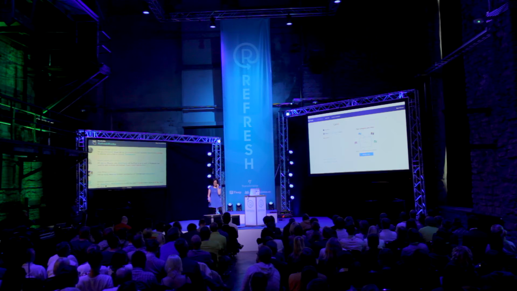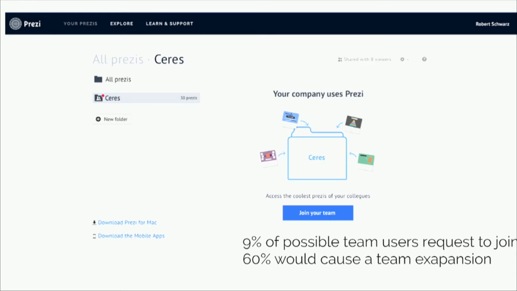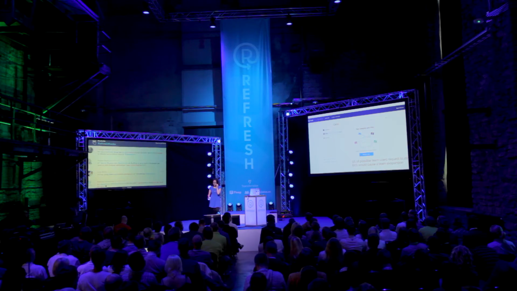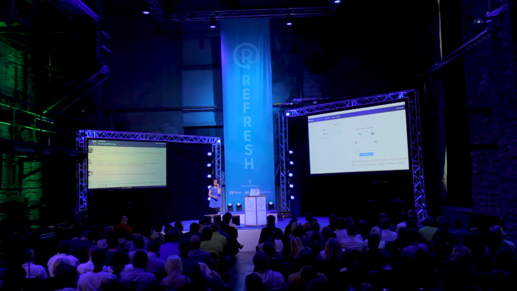What were the results for this? We saw that 9% of possible team users requested to join, and 60% of those, if accepted to the team, would cause a team expansion, meaning the admin would need to buy another license and give us more money. And these numbers were very positive. After just like 1.5 weeks of testing, our product owner knew this is something that's really worthwhile. It's going to give our company more revenue. And it resulted in the project I'm doing now, which is automating the flow.